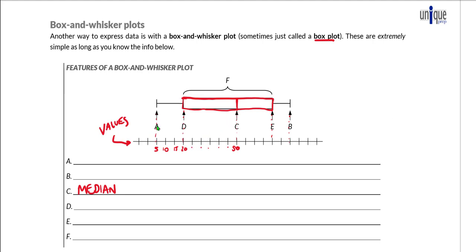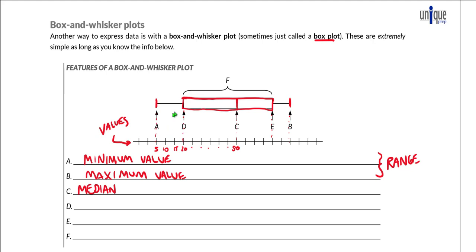Now, the next easiest things here might be even easier than the median: A and B. A is the minimum value, and B is the maximum value. So in this case, we'd have 5 and some number over here, 80, 85, something like that. Not going to calculate it because it doesn't really matter. The minimum and maximum values are at A and B. And to find the range, we can use those two little vertical segments at A and B: max minus min, and we get our range.